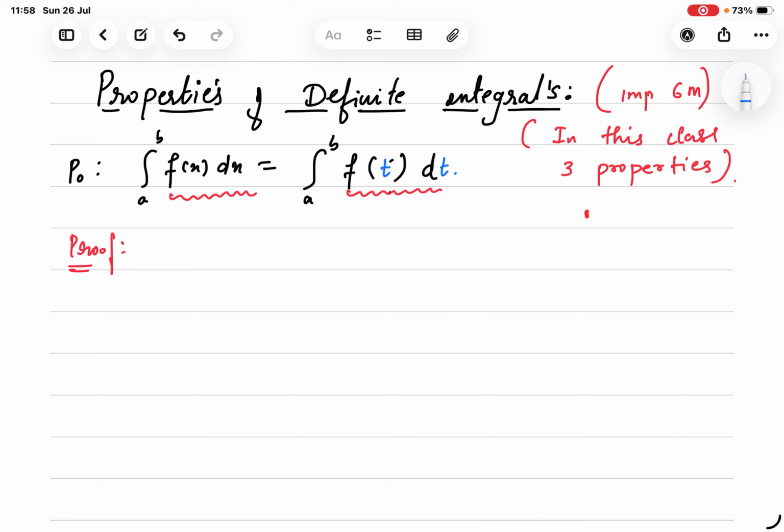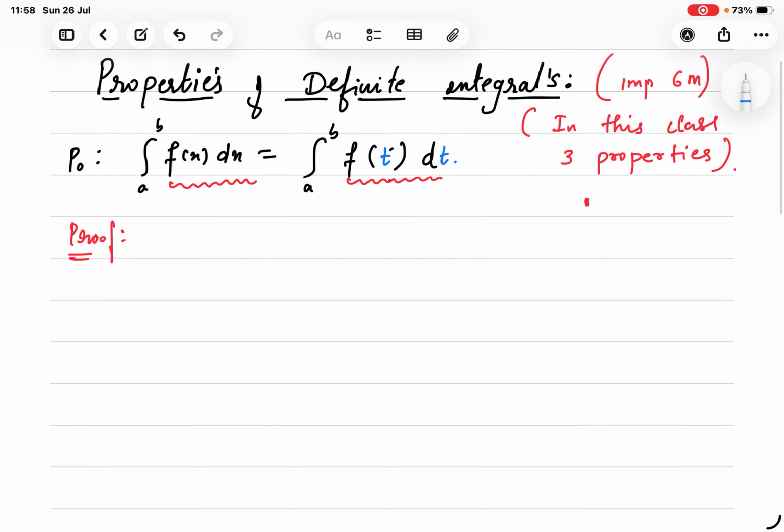So today in class we are going to discuss the properties of definite integrals. This is important for 6 marks in the second year annual examination. In total, 8 properties are there. Of those, 3 are basic properties. So how do we prove these 3 basic properties? Now we can see here.